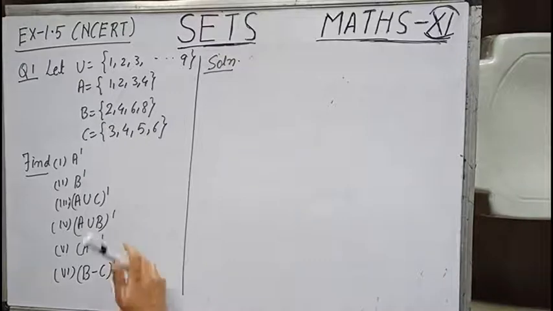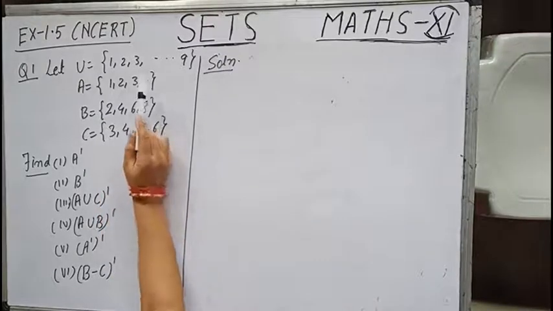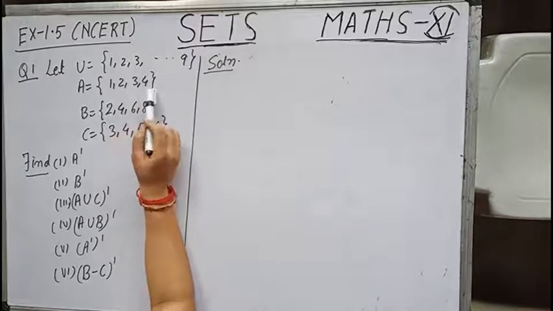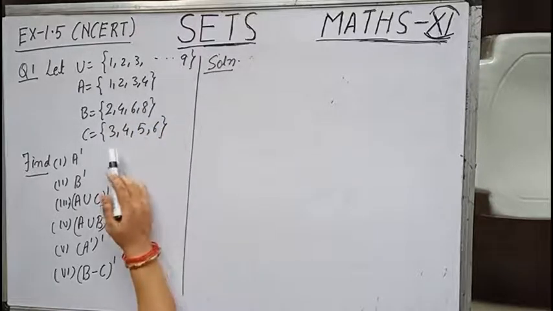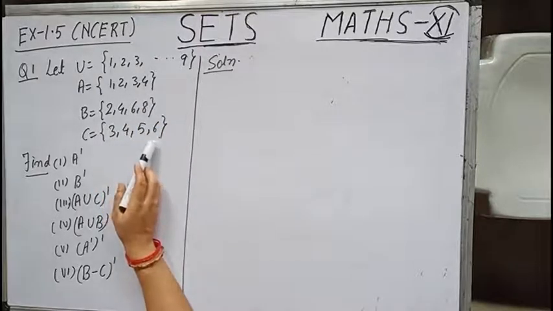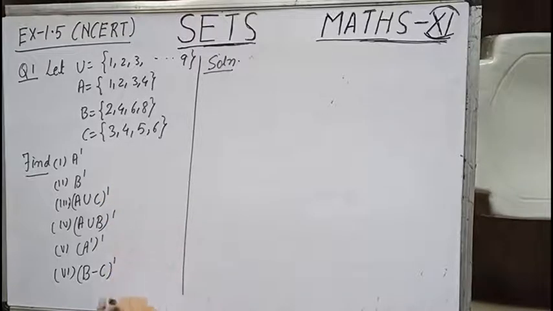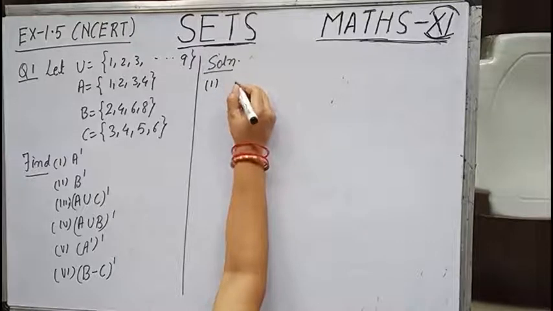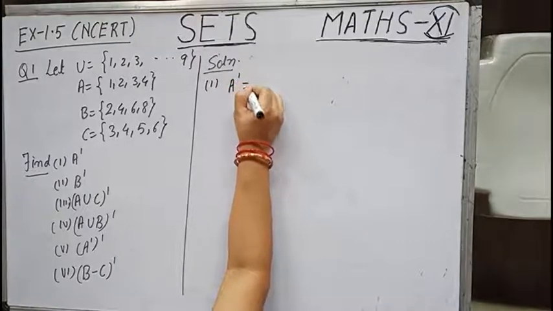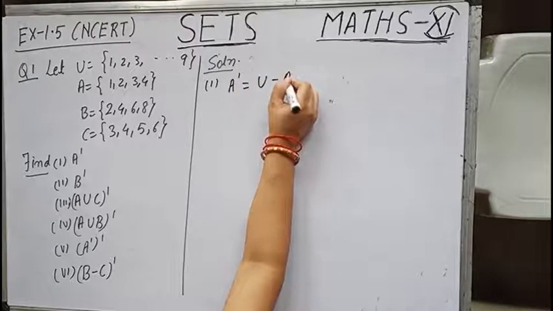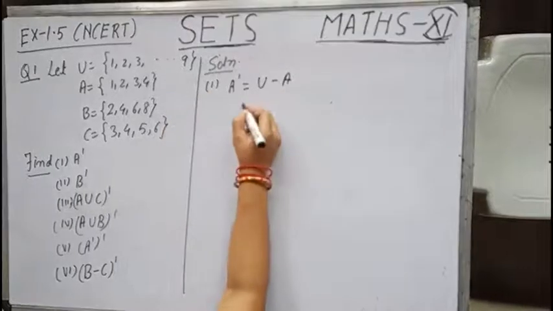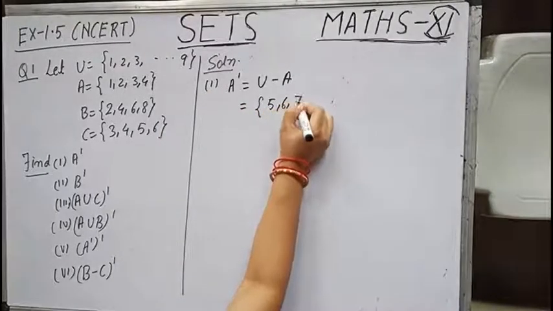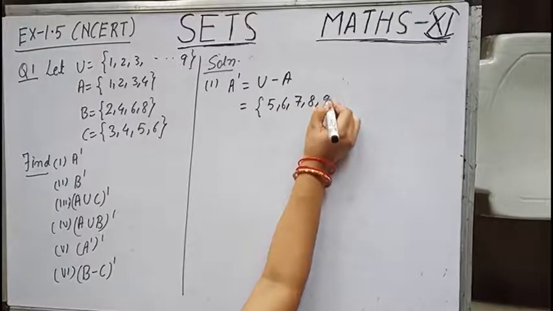So let us start. Question number 1: the universal set U is the set containing 1 to 9. Set A is 1, 2, 3, 4. Set B is 2, 4, 6, 8. Set C is 3, 4, 5, 6. We have to find all this. Number 1, A complement. A complement is obviously universal set minus A, so it will be equal to the set containing 5, 6, 7, 8 and 9.